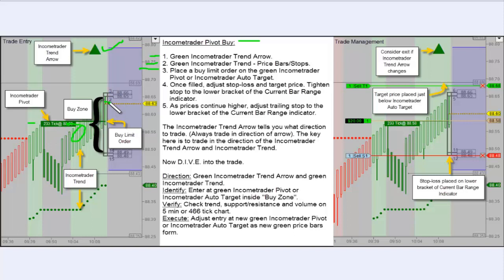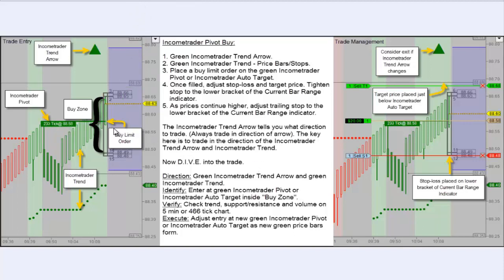Prices are currently up here at 88.63. So we're going to place a buy limit order right on the pivot at 88.58. We put a buy limit order right here, sitting there in hopes that prices will come back, fill us, and then continue higher towards our target area. Here's a target area, the Incometrader auto target, so it's a possible target area. There's also another one up and through here.